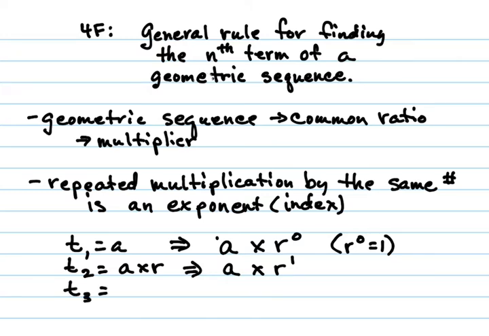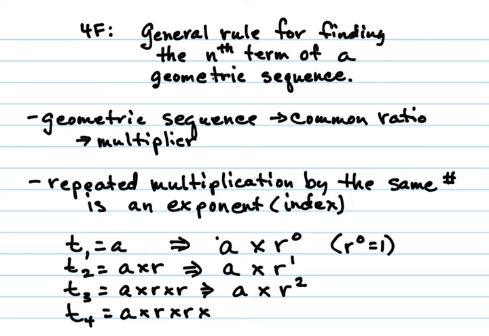For the third term, you're taking a times r times another r, which written as an exponent is a times r to the second power. And you can continue that same pattern infinitely. But instead of writing out the expanded version, which is what we have here, we can use this exponential version to create a pattern for any geometric sequence.